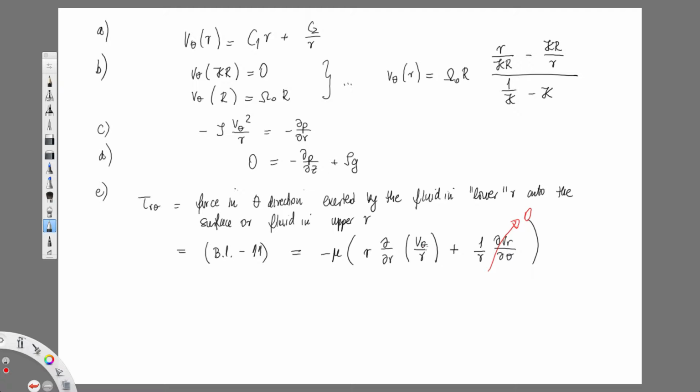I have v theta as a function of r, so this is a simple derivative with respect to r. I'm not going to go through this, I'm just going to say dot, dot, dot. And you should get minus 2 mu omega 0 kappa squared over 1 minus kappa squared, times uppercase R squared over r squared. So this is my tau r theta. So it depends only on r, so it's tau r theta of r.